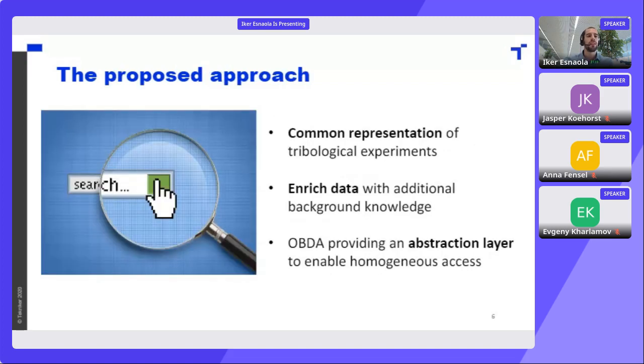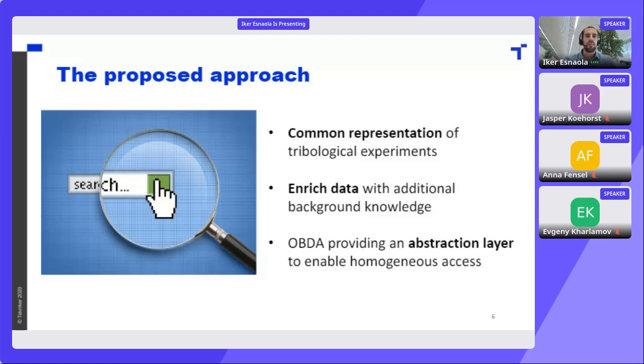So which is the approach that we are envisioning? Well, we propose using a common representation for the tribological experiments. Not only that, also with the use of ontologies and semantic technologies in general, we think that we could enrich the existing data, the experiments, with additional knowledge that could also help to improve the representation of the experiments. And for that, for helping the tribologists, we propose having an ontology-based data access, just in a similar way to the use cases that Eugenie has just presented.